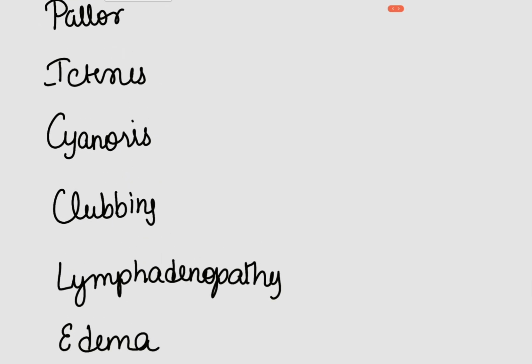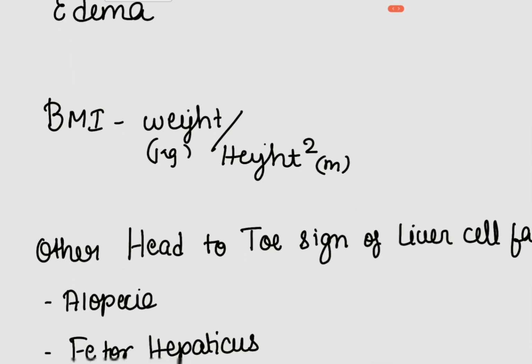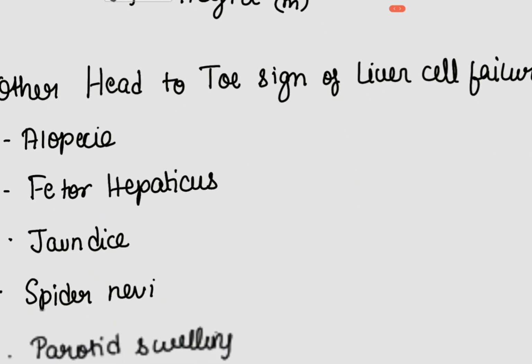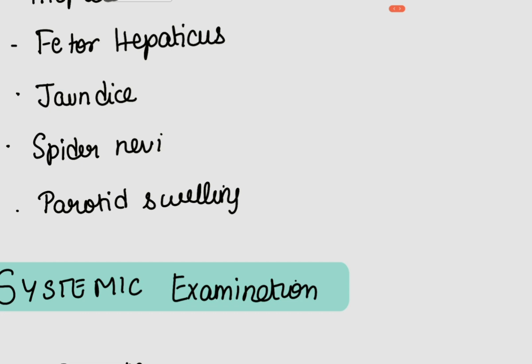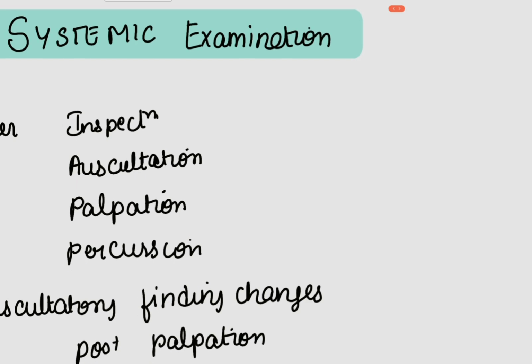Make sure you are thorough with edema. And next we have BMI: weight, height, calculate BMI. Other head to toe signs of liver cell failure include alopecia, fetor hepaticus, that is foul smelling of breath due to collaterals which don't cross the blood over the liver, and the toxic metabolites smell. You get that typical smell. Then we have jaundice, spider nevi, dilatation of veins around the umbilicus, then parotid swelling.